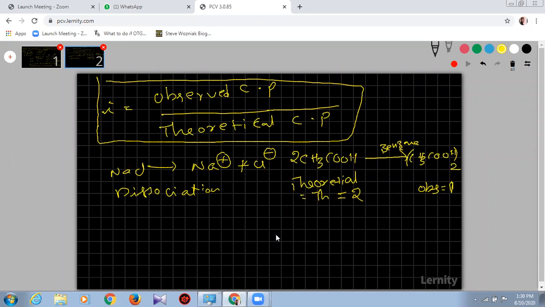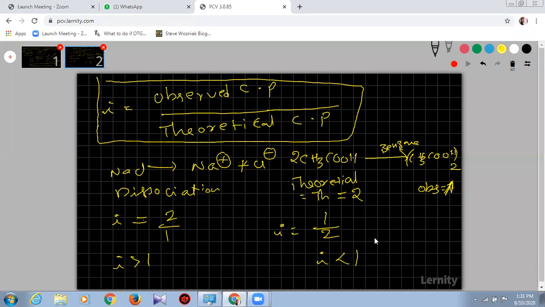Here i is equal to what I told you: observed colligative property by theoretical colligative property. What is the observed value here? 1, and theoretical here is 2. What about in the case of NaCl? What is the observed quantity? That is 2 here, and theoretical is 1. So in the case of dissociation, i would always be greater than 1. In the case of association, i would always be less than 1.